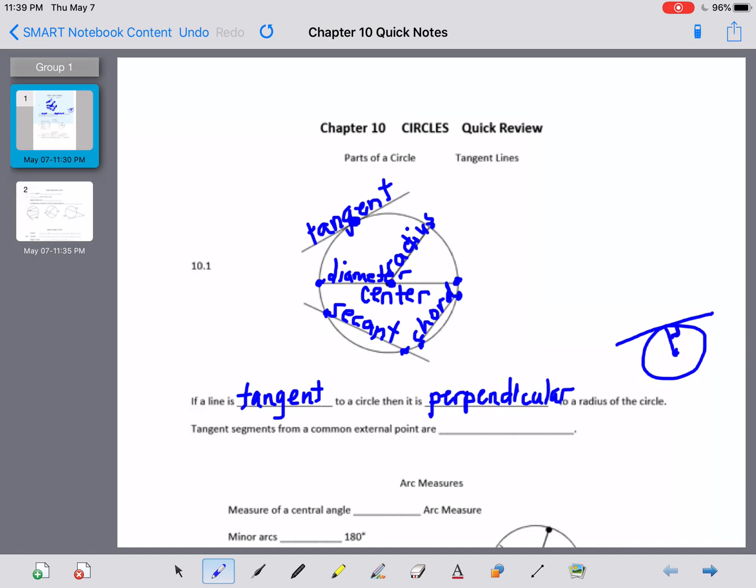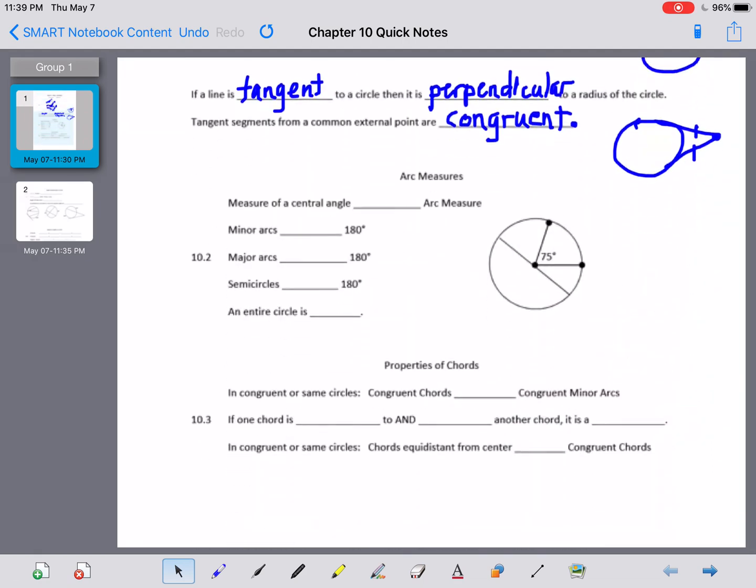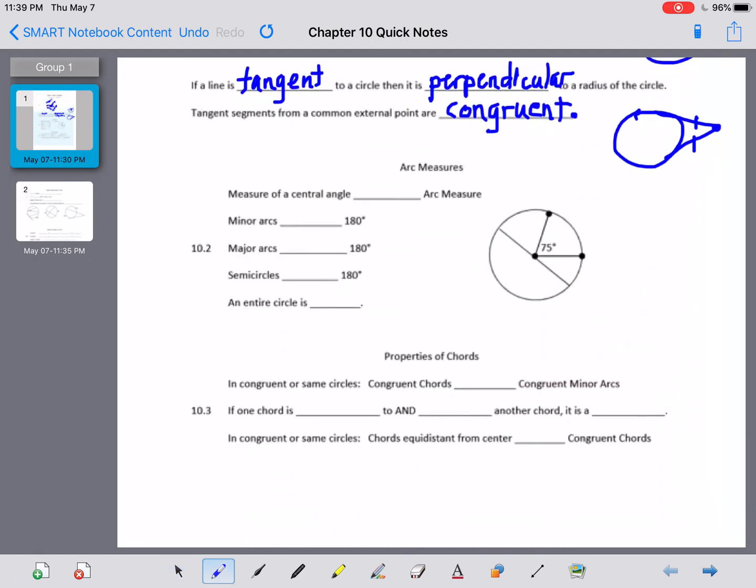And the second thing about tangents: tangent segments from a common external point are going to be congruent. And I know you have a question or two on your review guide that includes this rule. So if you have a circle and an external point, if you have 2 tangent lines that go to the circle from that point, these will be the same length every time. And that was 10.1. Moving on to 10.2.